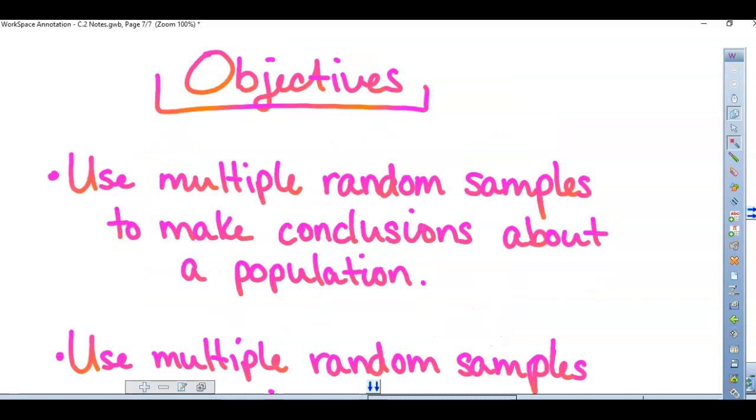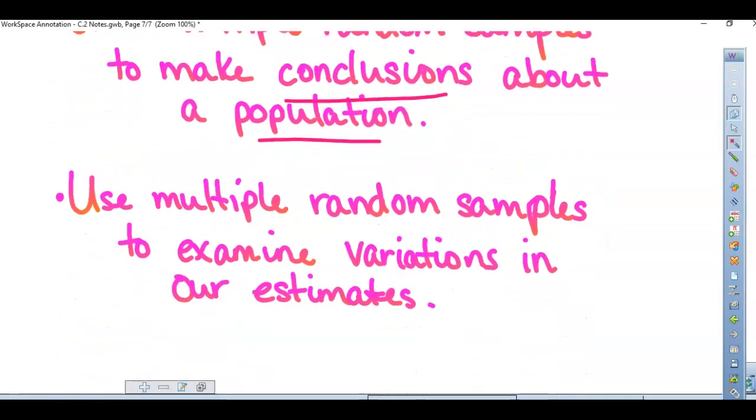All right. So our objective today was to make sure we use multiple random samples to make conclusions about a population: what the averages might be, what the median might be, measures of center and the range. And then we use those random samples to examine the variations in our estimates to see, hey, are our estimates close together? Is this accurate or not?